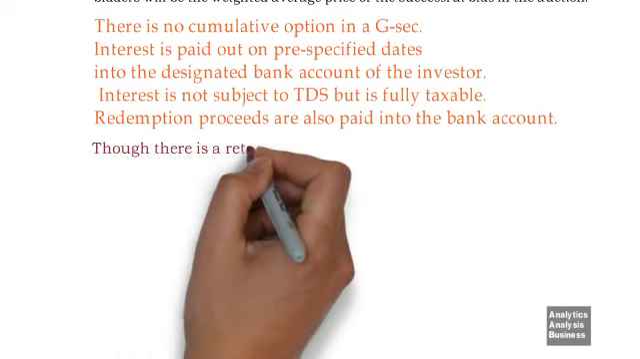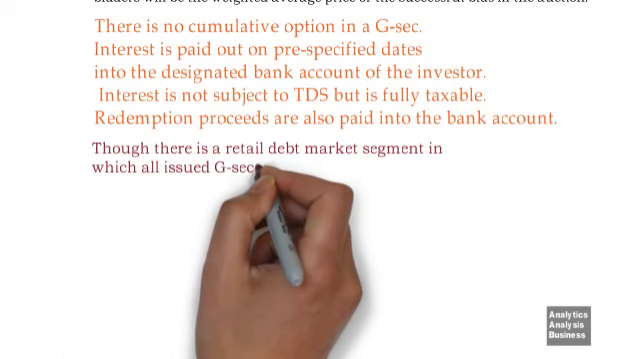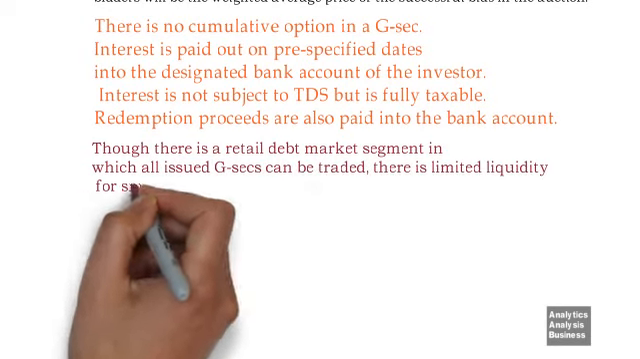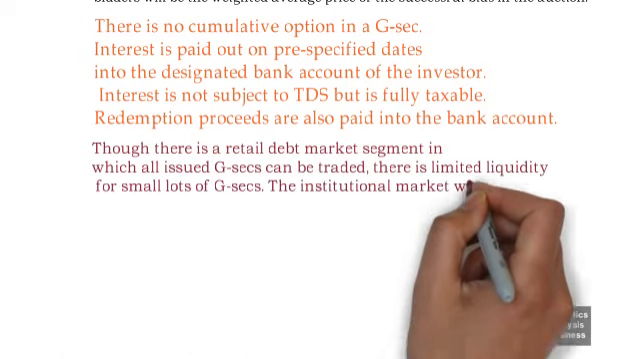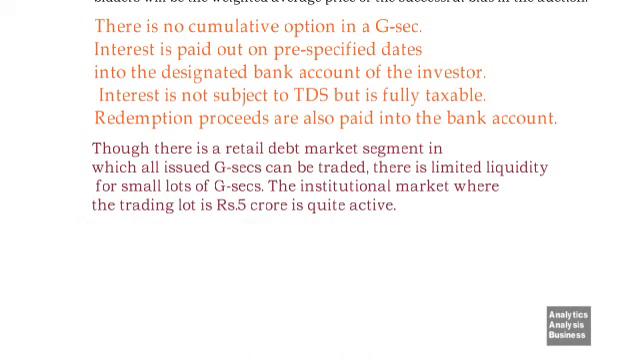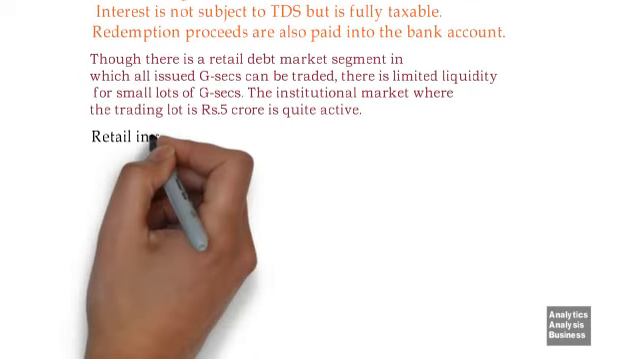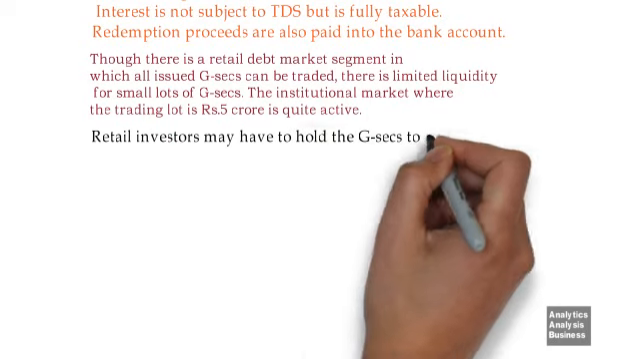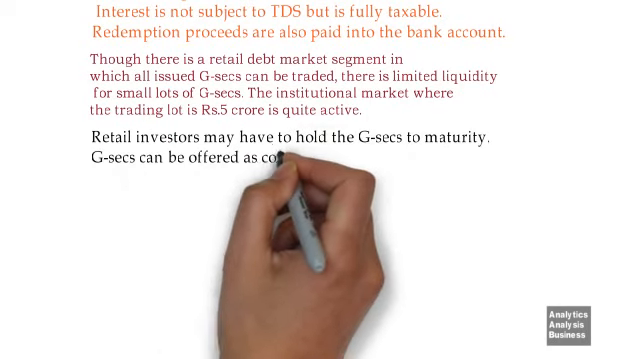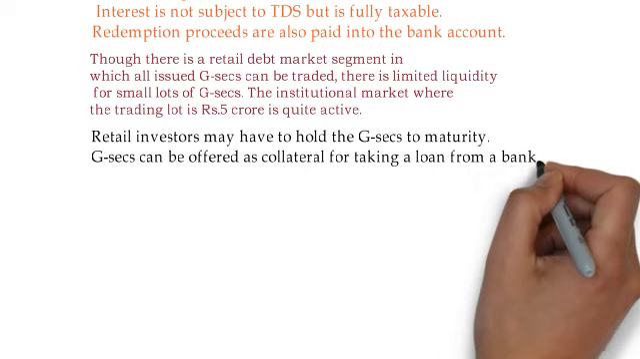Though there is a retail debt market segment in which all issued G-secs can be traded, there is limited liquidity for small lots of G-secs. The institutional market, where the trading lot is 5 crore, is quite active. Retail investors may have to hold the G-secs to maturity. G-secs can be offered as collateral for taking a loan from a bank.